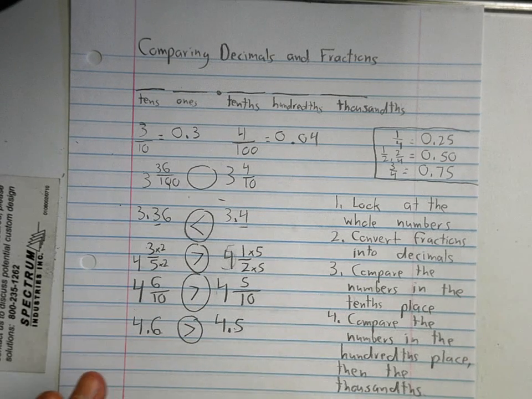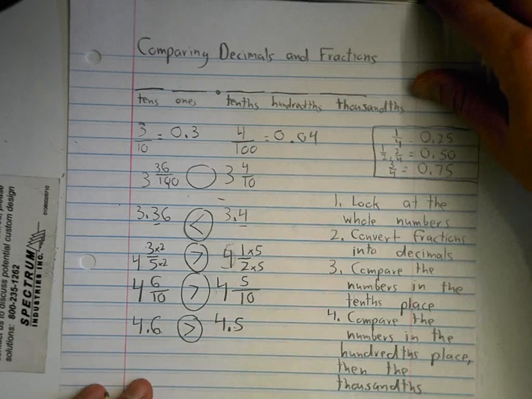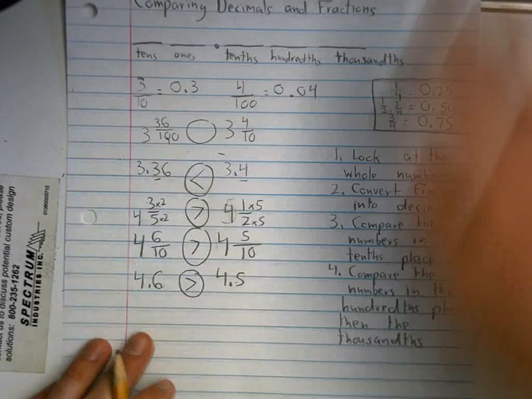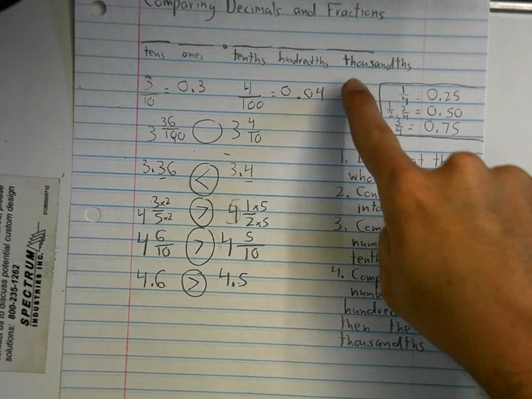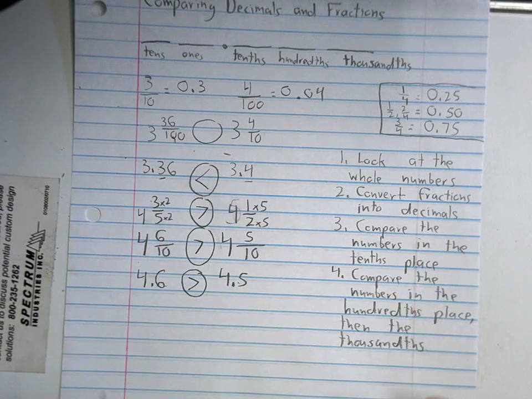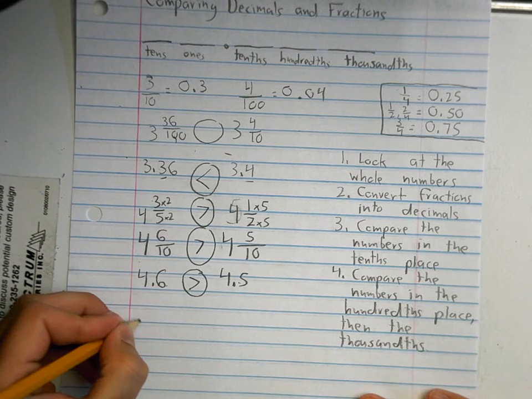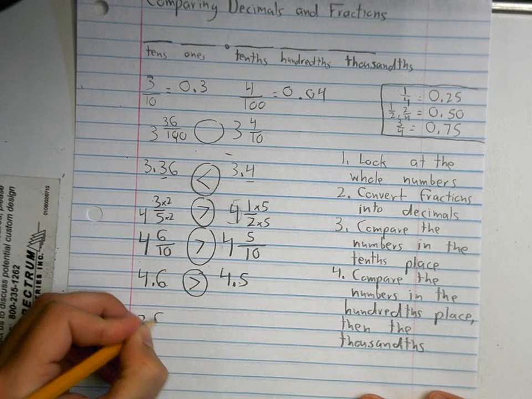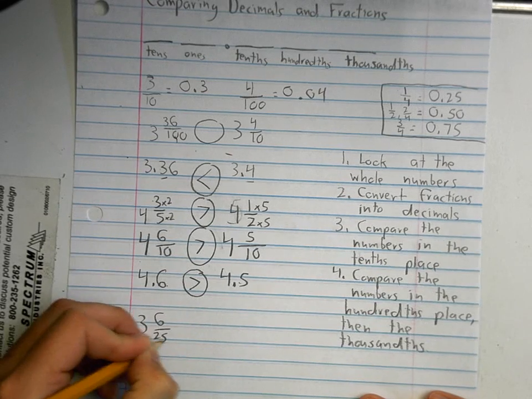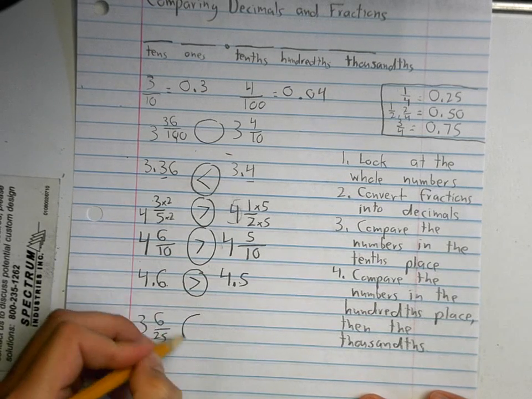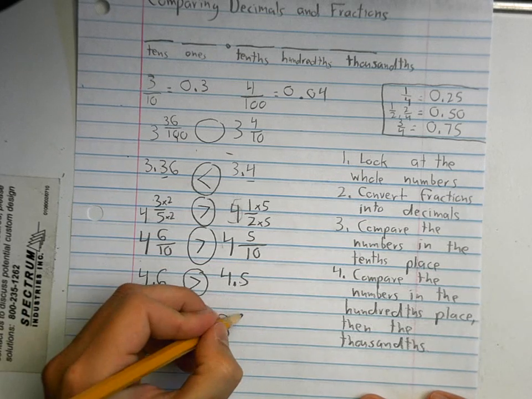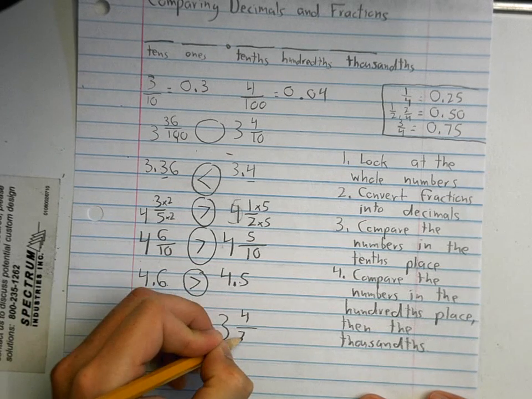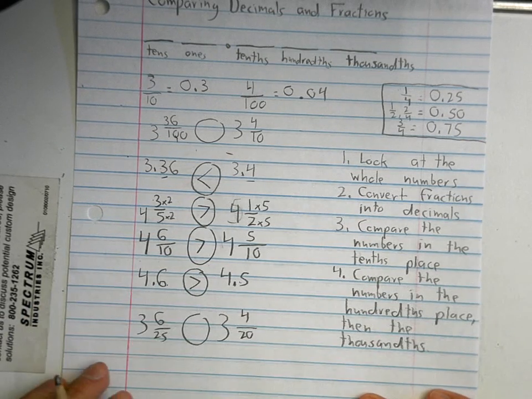Now I'm going to try one more real quick. I'm going to move it up here. Actually, two more. I'm going to do another one. We have to do this. Then another type of fraction where we're going to have to use all of these. So, what if I had 3 and 6/25 and 3 and 4/20?